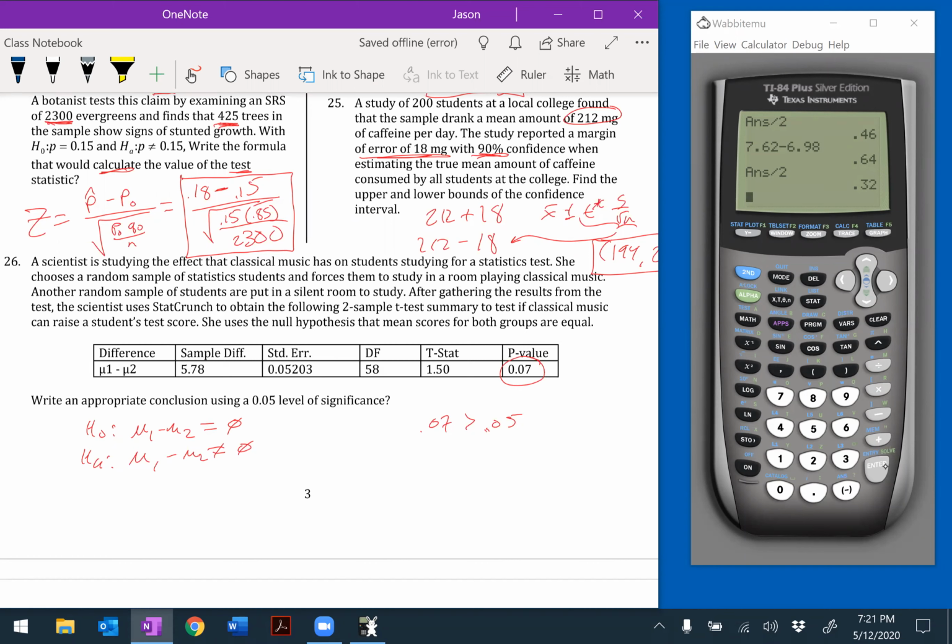We accept the null, we fail to reject the null, and we reject the alternative. Okay, so what does this tell me? This tells me that there is no significant difference between the two groups of students. Okay, no significant difference between the two groups of students for that.